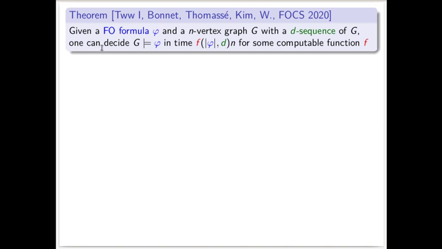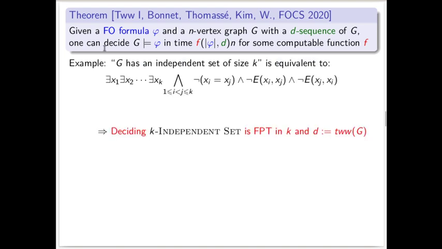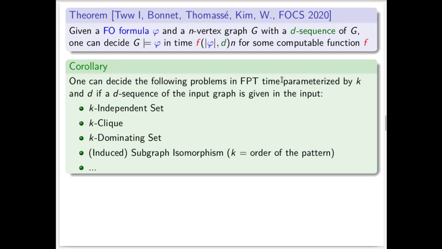This allows to prove that many problems are FPT in bounded twin width graphs, like for instance the classical k-independent set problem, because you can encode the problem with a first order sentence. So this sentence means that there exist k vertices, x1 up to xk, such that they are both pairwise different and pairwise not adjacent. So you can encode many other classical problems like k-clique, k-dominating set, subgraph isomorphism, induced subgraph isomorphism.